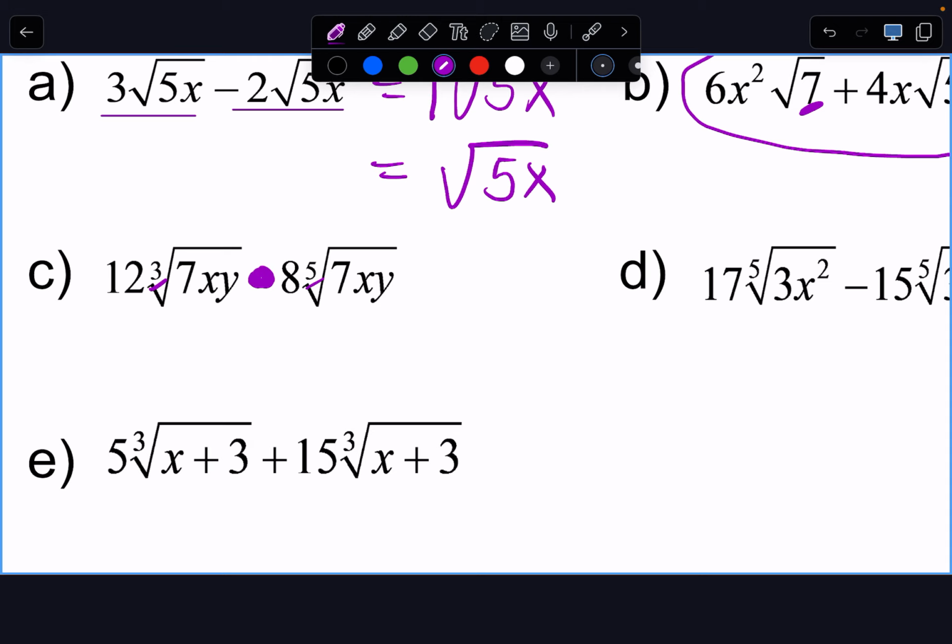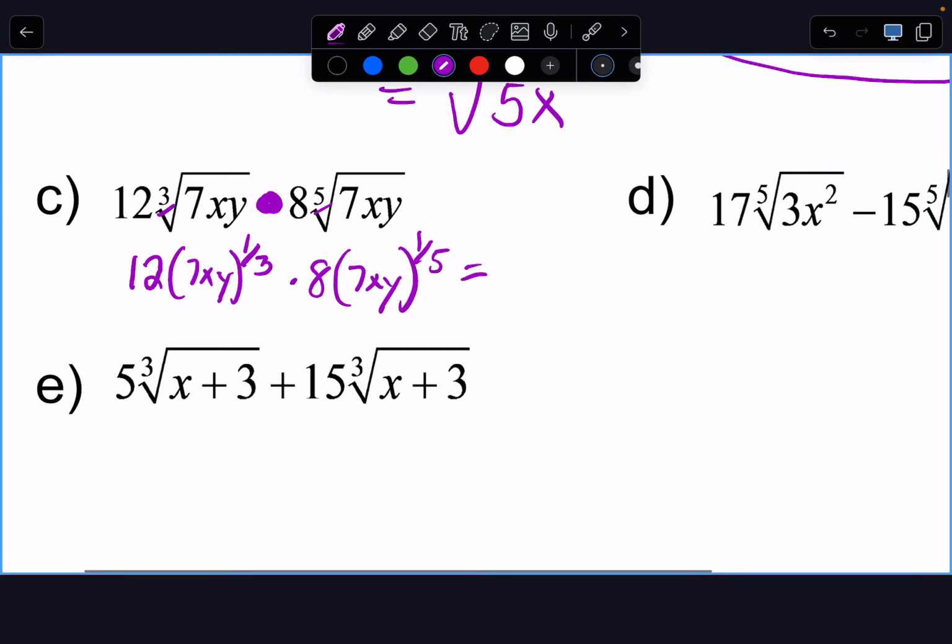Exponential form. Oh my God. Give me another one. Let's go. That is perfect. So guys, we have 12 times 7x to the 1/3 times 8 times 7xy to the 1/5. Brothers, this is magic, what just happened there. I'm so proud of you. Yeah, you cannot multiply those radicals, but you sure as heck can multiply now the same base. What do you do when you multiply the same base, guys? Add the exponents. There you go. Good. Don't be afraid. Good job.